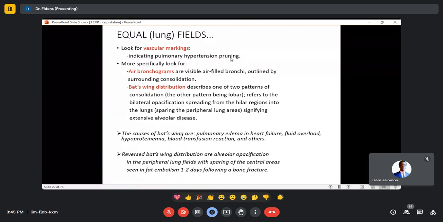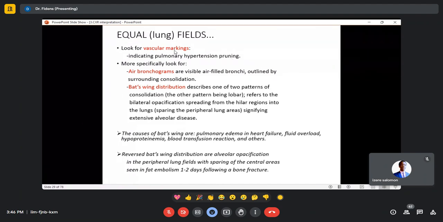I don't know if you have an image. Pruning sign. It is a known sign, and it's seen in pulmonary arterial hypertension. Okay? Is it okay? Okay.